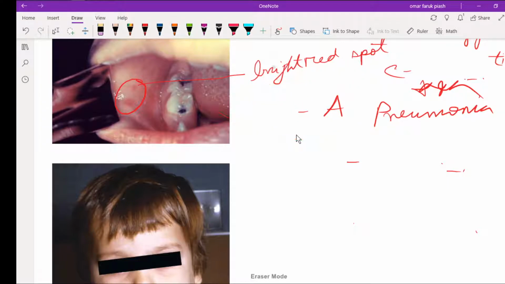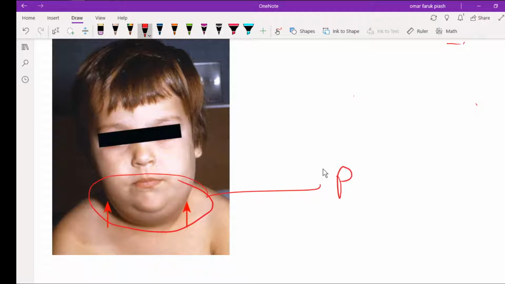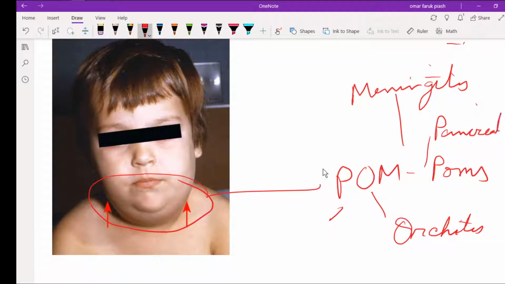Now I would like to describe mumps. This is a picture of mumps. You can get parotitis. In mumps, you can easily remember by PoMPs: parotitis, orchitis, meningitis, and pancreatitis. All the inflammation will happen in case of mumps.